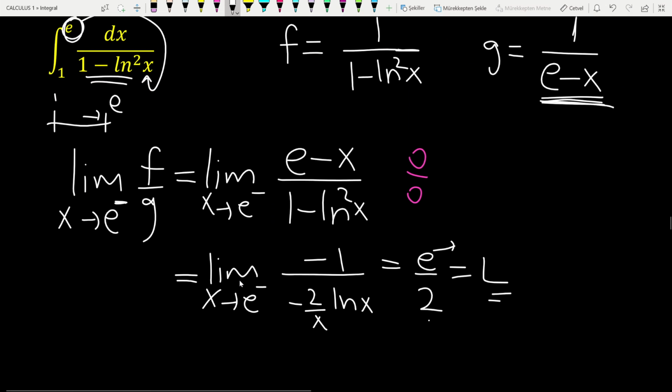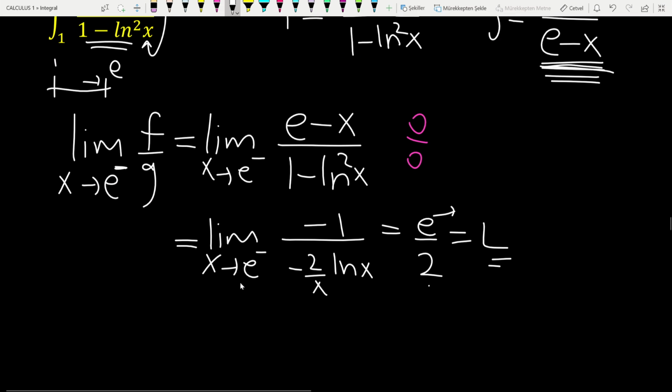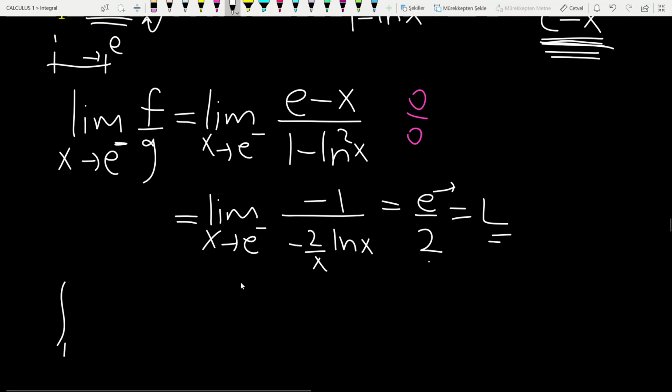So can we say anything about the improper integral of g from 1 to e? This is the improper integral from 1 to e of g dx, which is 1 over e minus x. So what can you say about the convergence of this improper integral? This is actually divergent. How?